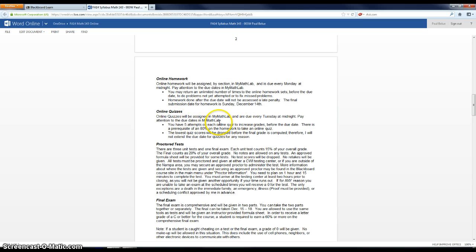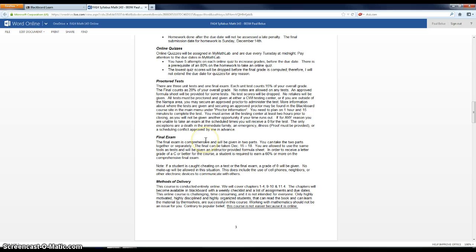Online quizzes will be assigned in My Math Lab and are due every Tuesday at midnight. Pay attention to the due dates. You have 5 attempts on each online quiz before the due date, and there's a prerequisite of an 80% on the homework to take an online quiz. The lowest quiz score will be dropped before your final grade is computed. Therefore, I will not extend the due date for quizzes for any reasons.